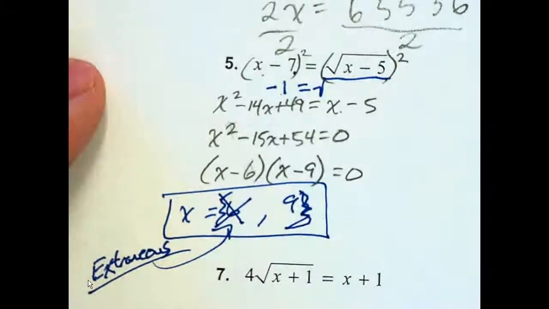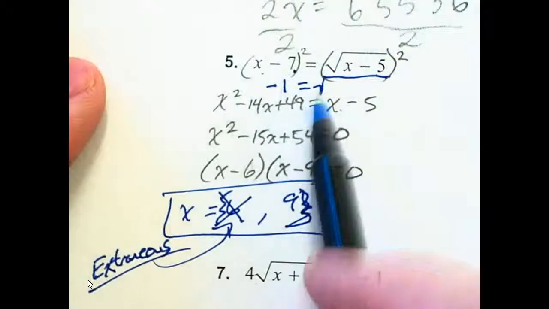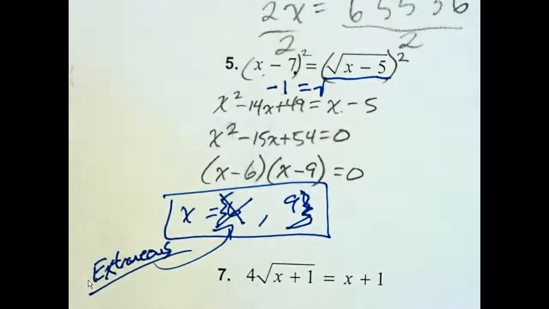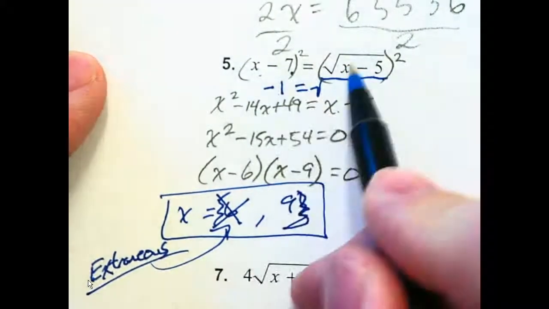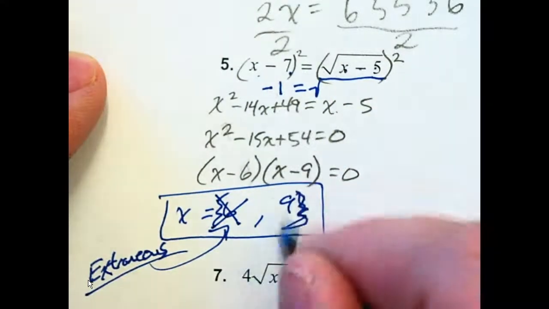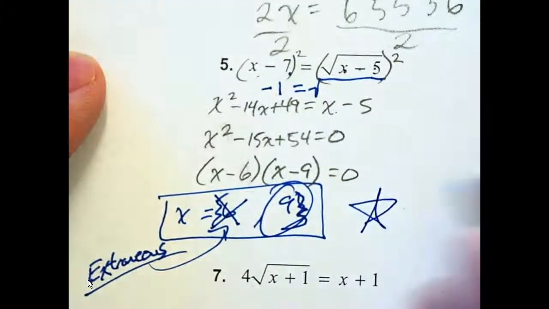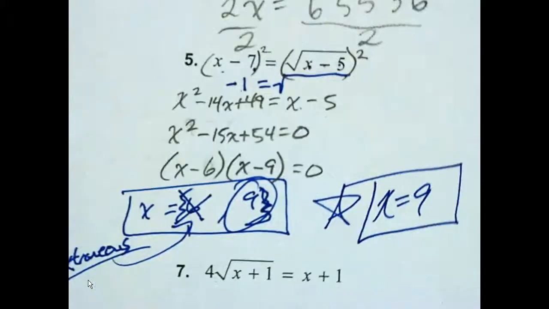Not a negative under the root, it's a negative as an answer. No, because you didn't impose the radical. And 9 minus 7 is 2. Okay, that seems okay. And 9 minus 5 is 4. Square root is 2. Good, 9 works. 9's our real answer. There we go. Officially cool.